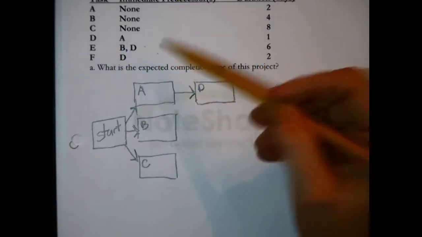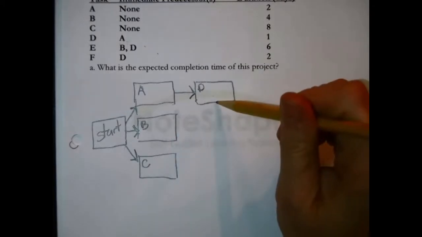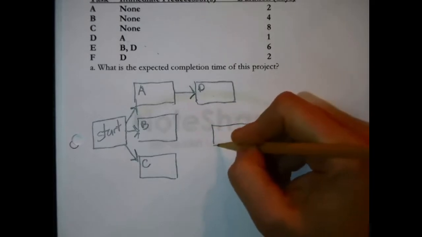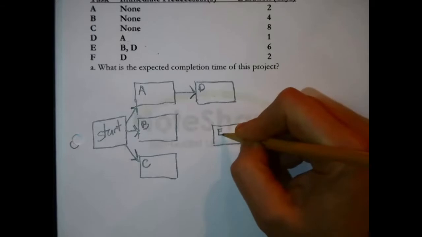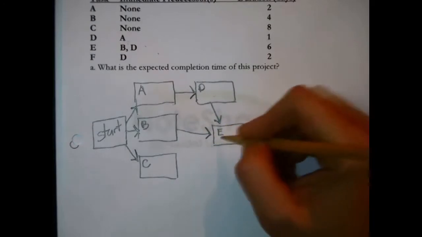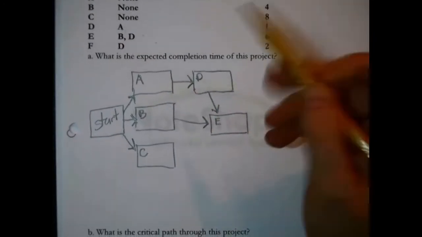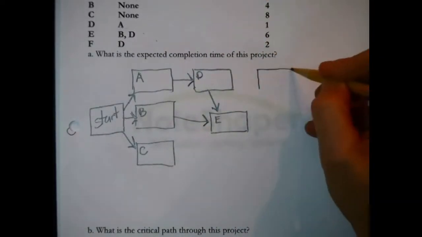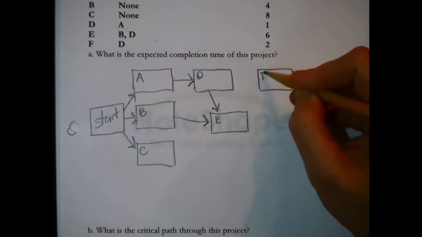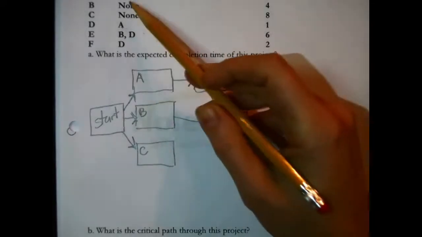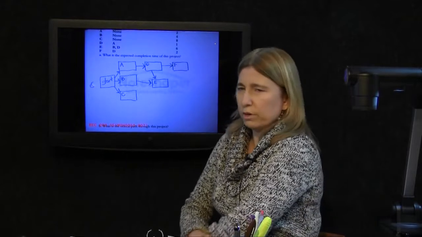E has B and D, meaning you have to finish B and you have to finish D before you can start E. So I'm thinking a good place for it might be right here, kind of near them, because you have to finish D and you have to finish B before you can go on and work on E. Okay, and then F has D. All right, F has just D. So why don't we put it here? When you are finished with D, you can go on and do F. Now I've exhausted the list, right? Which is good because the network is finished when all the tasks are on the network.